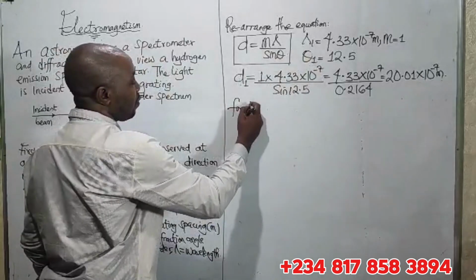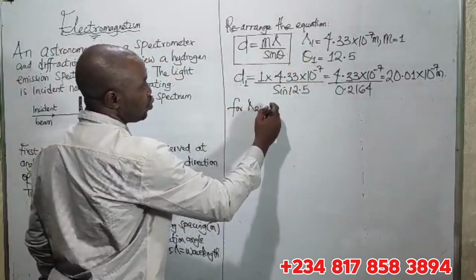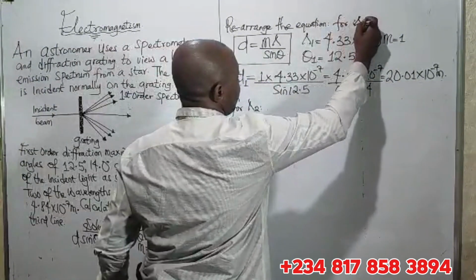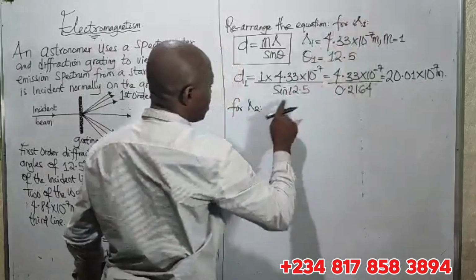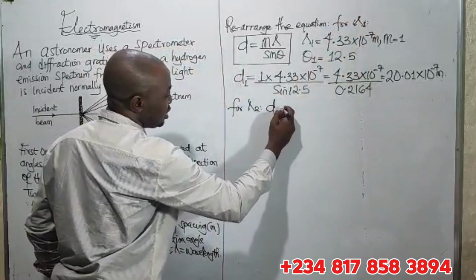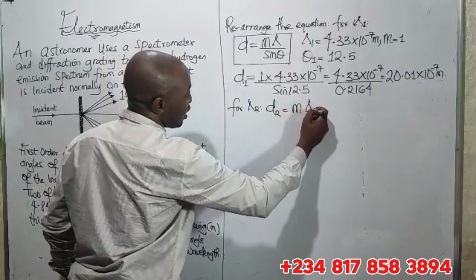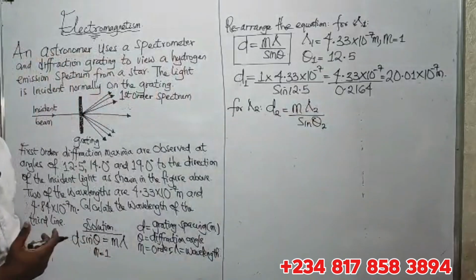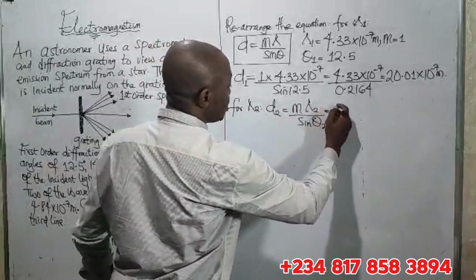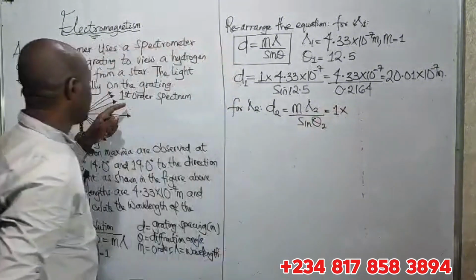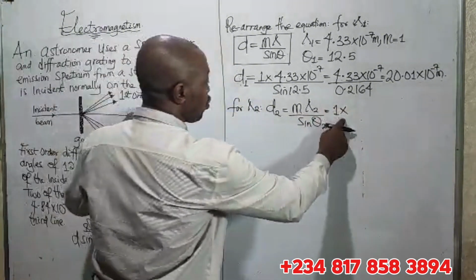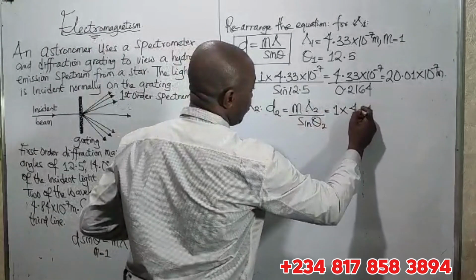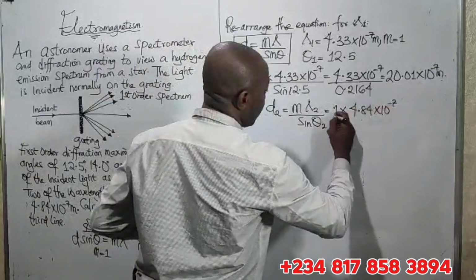Okay, now for lambda 2, that's wavelength 2. We know that D2 would be M multiplied by lambda 2, then divided by sine of the second grating angle. So this will be 1, because we're dealing with the first order spectrum. So 1 multiplied by the second wavelength, which is 4.84 multiplied by 10 raised to the power of minus 7.